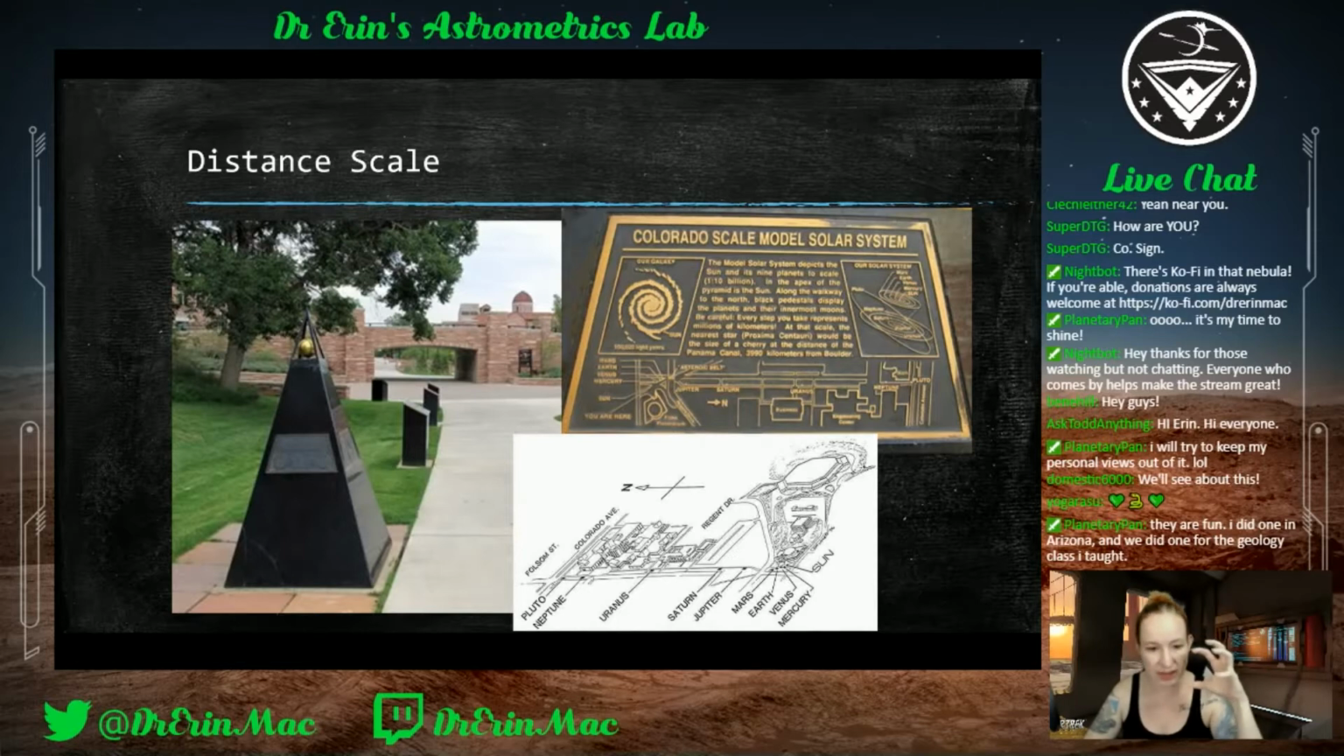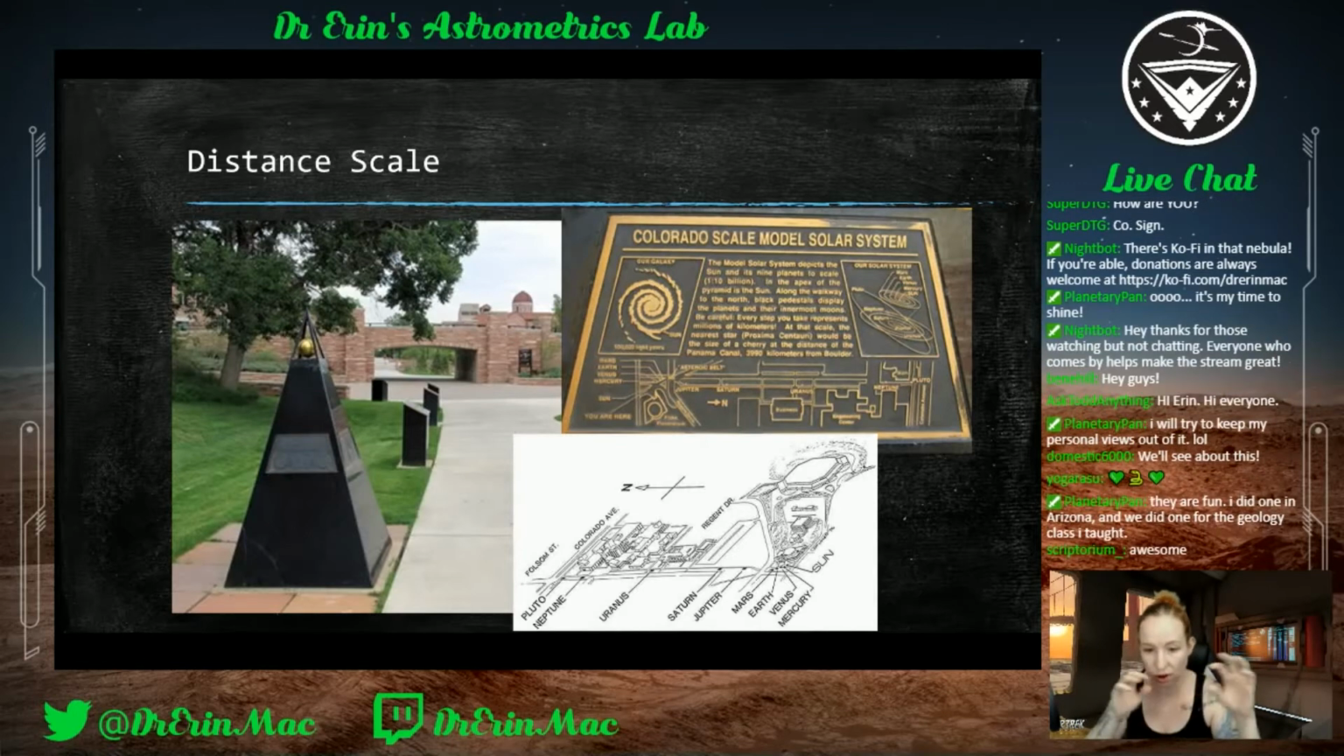So that's going to be kind of our reference point. This is, if the sun were that big, then everything else is going to be scaled to that. So the planets, how far away they are and how big they are, all relative to this.